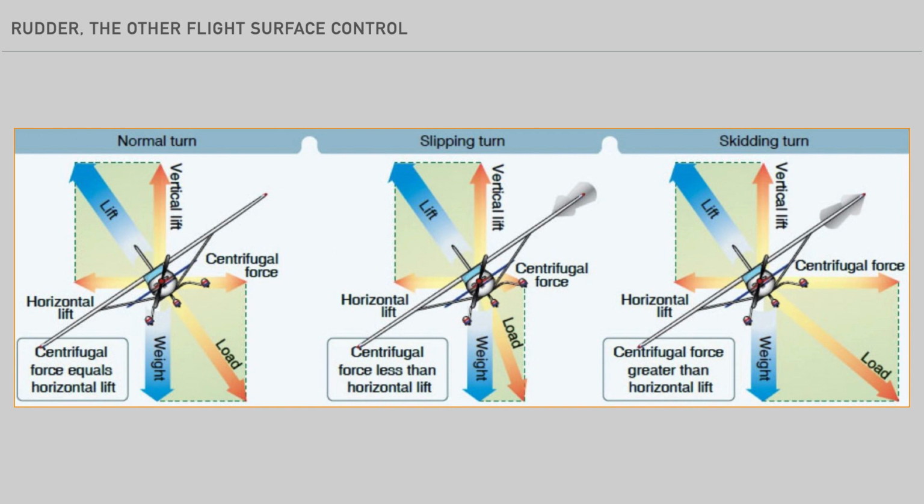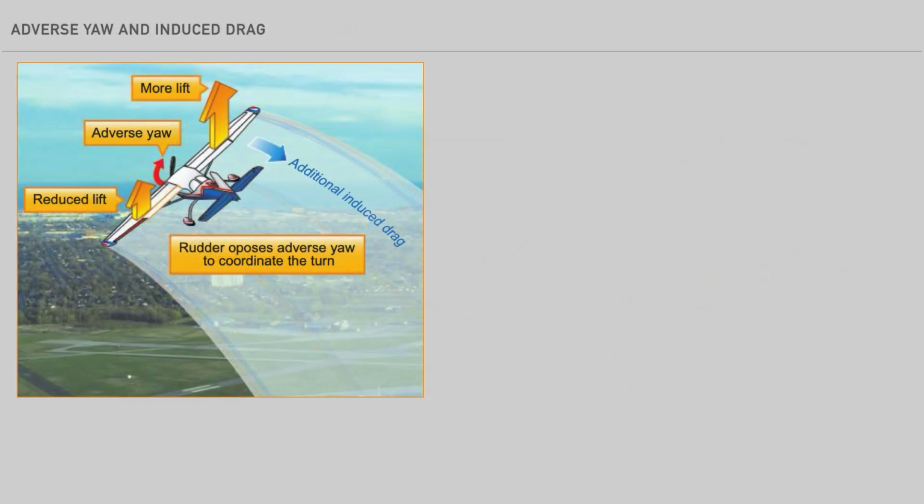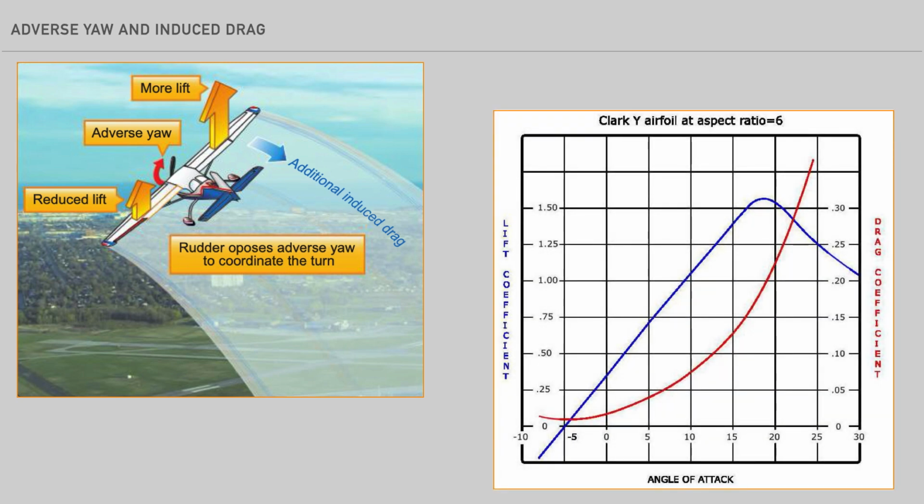So why does banking an airplane lead to uncoordinated flight? The answer is adverse yaw. Whenever a wing produces lift, there is a byproduct called induced drag. In this illustration, you see the airplane banked towards the left. This is accomplished with a downward deflection of the right aileron and upward deflection of the left aileron. This effectively increases lift on the right wing and decreases lift on the left wing. As a result, there is asymmetric drag.